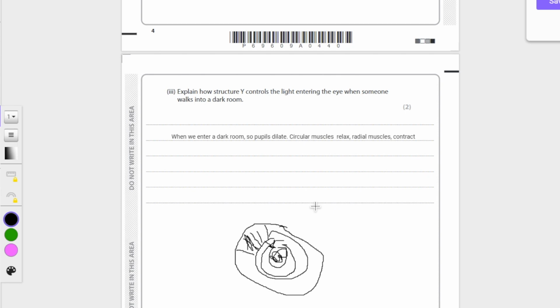But you don't need to know that. You just need to know this. Just try to remember, it's a simple thing to remember. In a dark room, circular muscles relax, radial muscles contract. There we go. Okay.